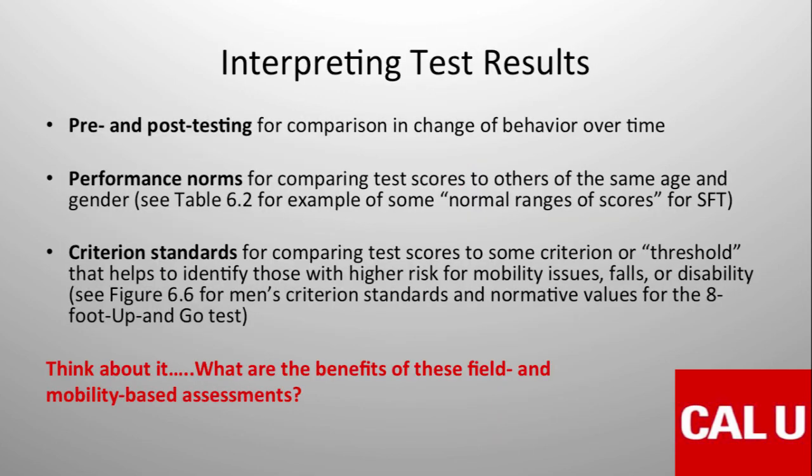When interpreting the results, look for a comparison and change of behavior over time. Try to go by performance norms for comparing test scores to others of the same age and gender. Look for criterion standards for comparing test scores to some criterion or threshold that helps to identify those with higher risk for mobility issues, falls, or disability.